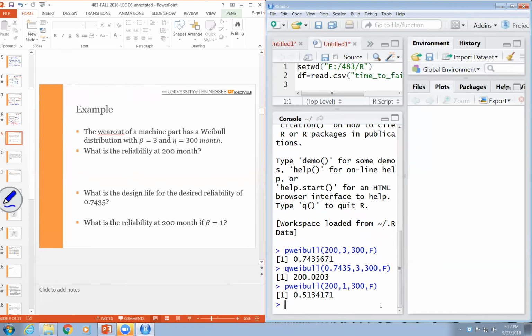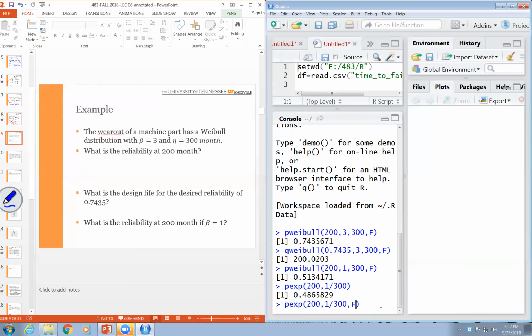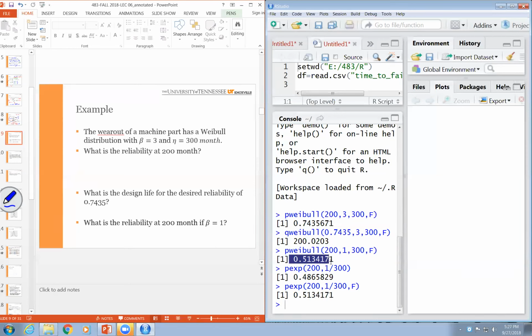Okay, so that's it. But then when beta is 1, what happens? Weibull reduces to what? Exponential. So I should be able to also reproduce that with exponential. All right, let's check it out. 200. What's the rate? 1 over 300, 1 over eta is that rate, right? Oh, I forgot that I needed the lower tail. There we go. So this number matches this number, right? Because Weibull reduces to exponential there when beta is 1, and the rate will be 1 over eta.